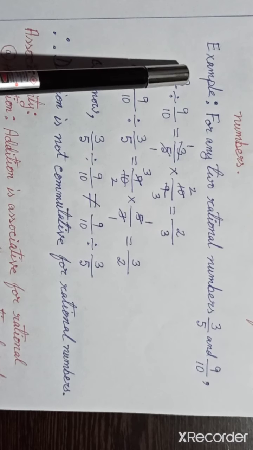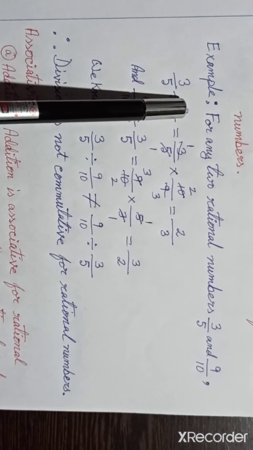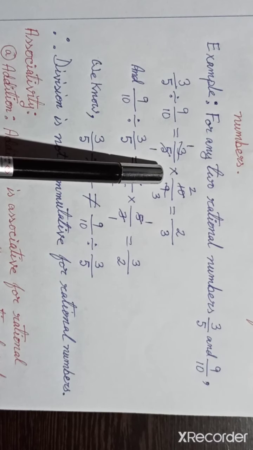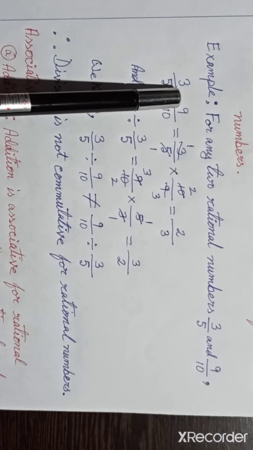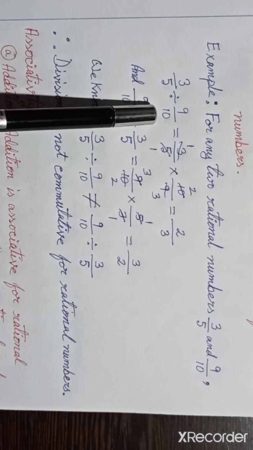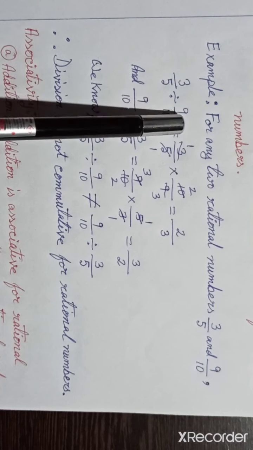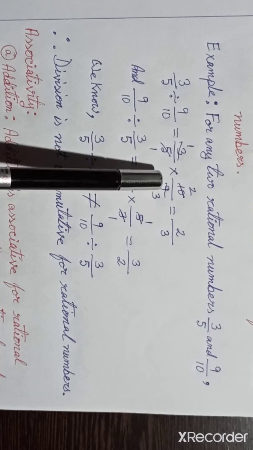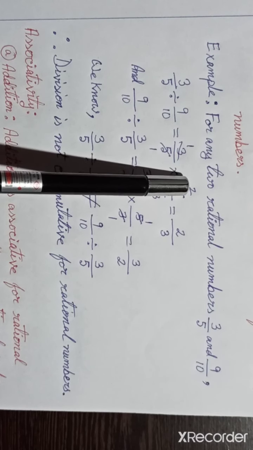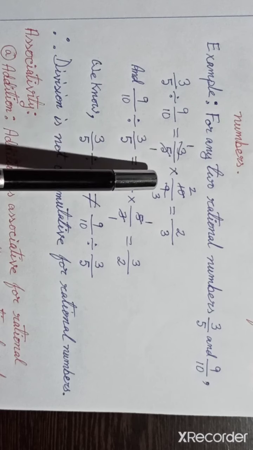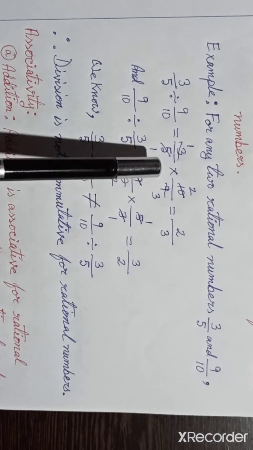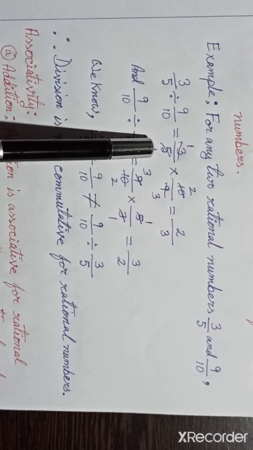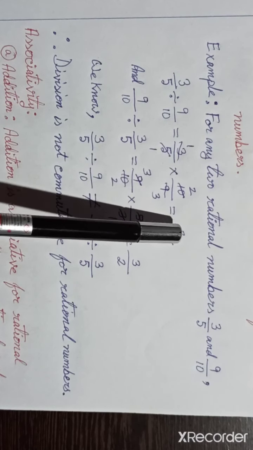Here, the first number 3 by 5 is divided by 9 by 10. The divide is changed into multiply, and 9 by 10 changes its place, so 10 will come up and 9 will come down. So we are getting 3 by 5 into 10 by 9. 5 divided by 10 gives 2, and 3 divided by 9 gives 3. 3 divided by 3 is 1 time, then 1 times 2 is 2, 1 times 3 is 3. So we are getting 2 by 3.